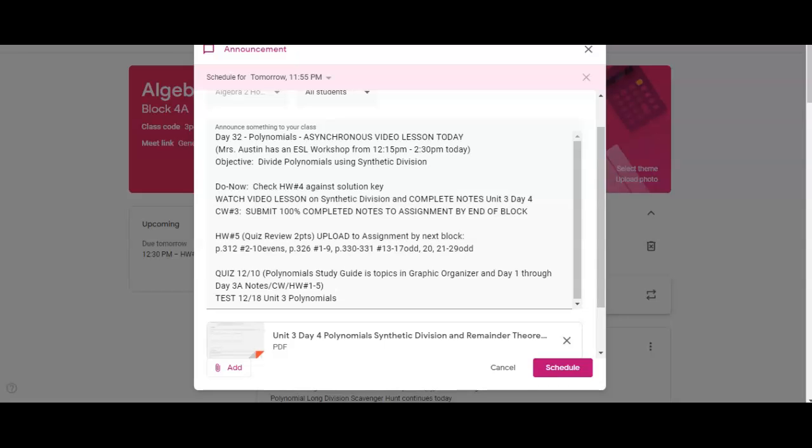It includes everything from day 1 through day 3A notes, includes the homework number 1 through 5 that you're completing tonight, and all the classwork. All right, and to remind you, the test is on December 18th.